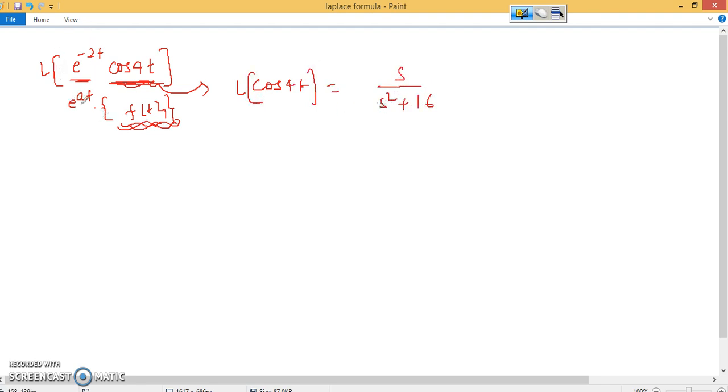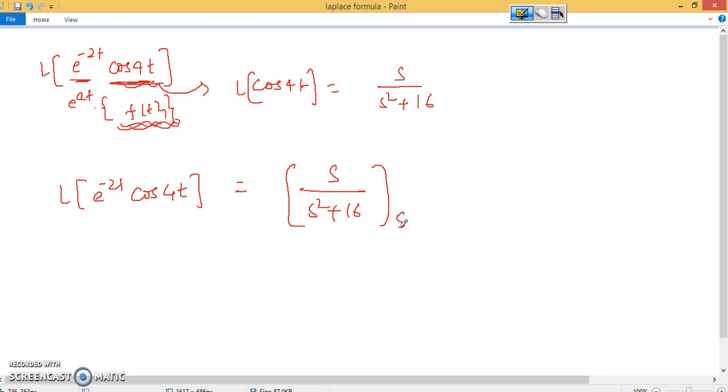So whenever you are finding the Laplace of e to the power of minus 2t into cos of 4t, take s by s square plus 16 and replace s with s minus a. What is a here? Minus 2, which means s replaced with s plus 2. So s replaced with s plus 2, and plus 16. This is your answer. Okay, so based on this property we'll finish all the problems, then we'll go to property number 2.